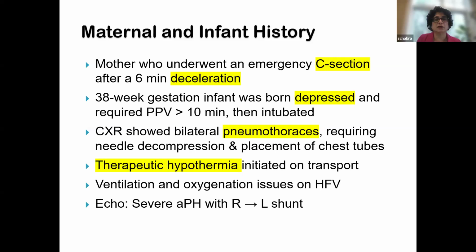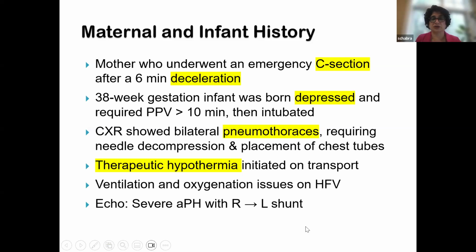Okay, so this is just an example of a case, a mother, who you may have seen all of these. This is a common one. Mother who underwent emergency C-section after having a deceleration for 6 minutes, 38-week infant, born depressed, required positive pressure ventilation greater than 10 minutes, and then was intubated. Chest X-ray shows bilateral pneumothorax, and therapeutic hypothermia was initiated.